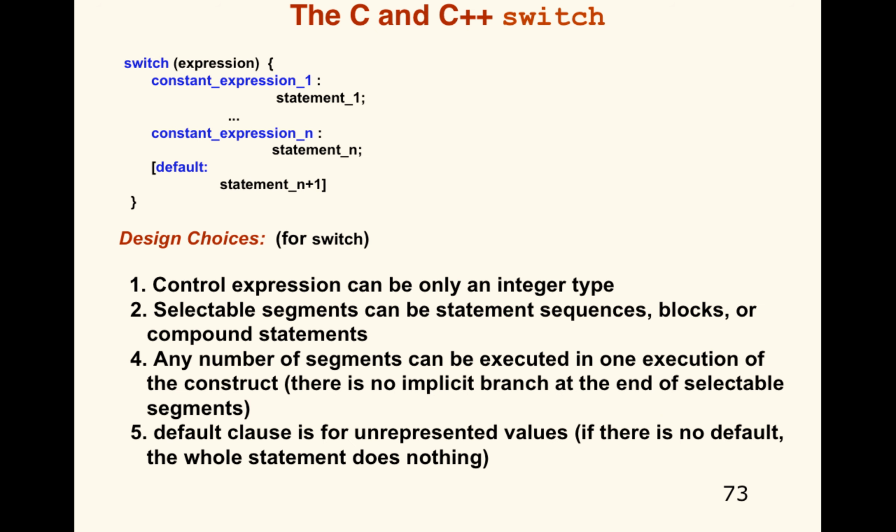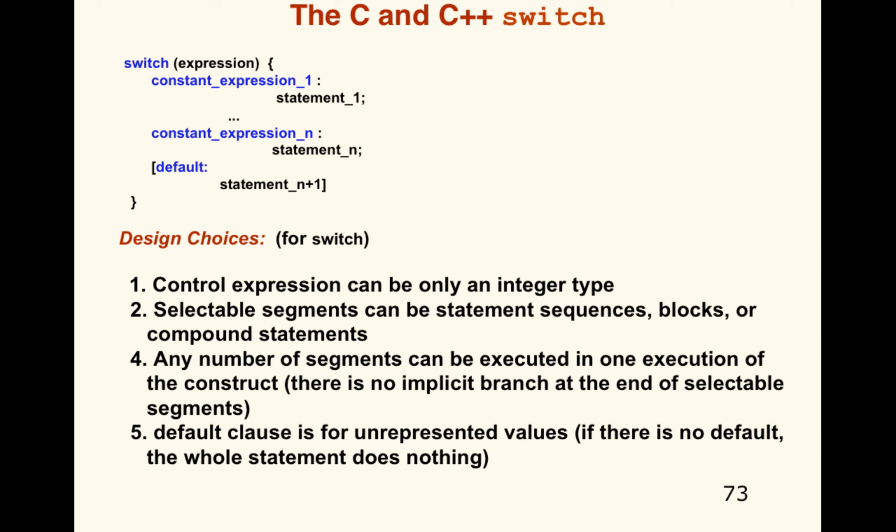So here's our C one I showed you a few minutes ago. The design choices for the switch: the control expression can only be an integer type. I don't know if that's really true. I think you can put a character in there. I'm vaguely remembering a character in there as well. But I know it's restricted. It's definitely an integer type. Certain dialects of C or C++, or maybe it's Java actually I'm thinking of, can use a character. Selectable statements can be statements, sequence of statements, blocks, or compound statements.